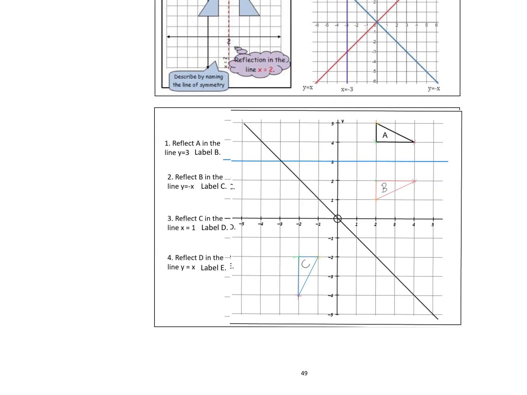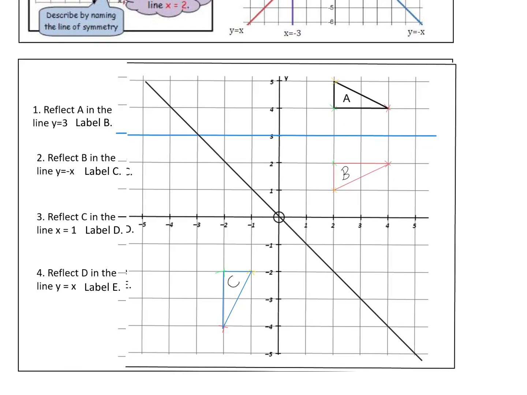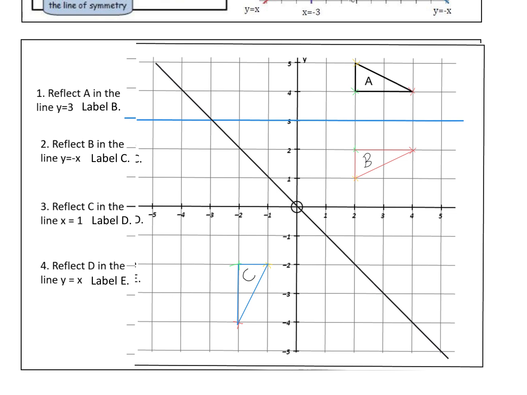Okay, so we're going to reflect C in the line x equals 1. So we've got to draw that line x equals 1. That cuts the x-axis at 1, so it's a vertical line through 1, like so. Maybe I'll draw it. You can't see what I've done there, but I'll do that again. So vertical line through x equals 1. And we're going to reflect C, this one here, in that line. So that's zoom in.